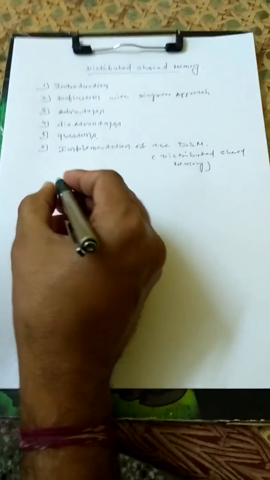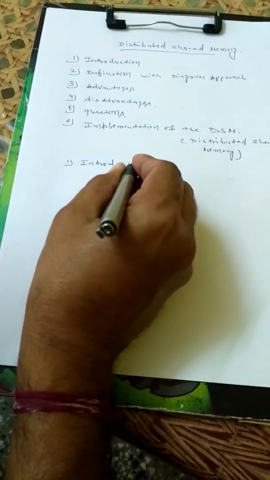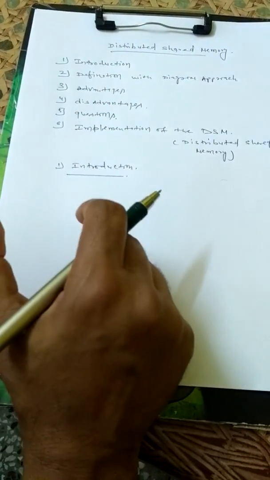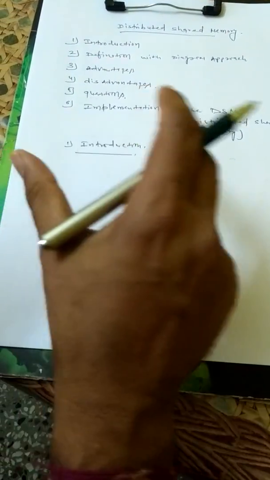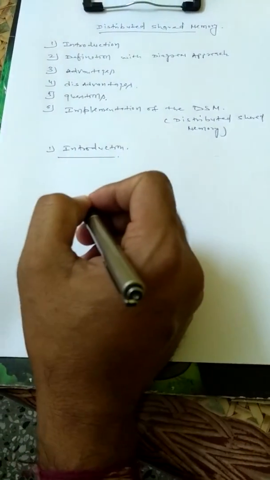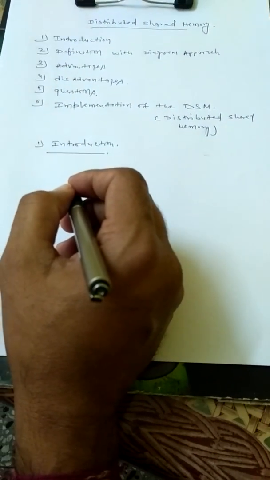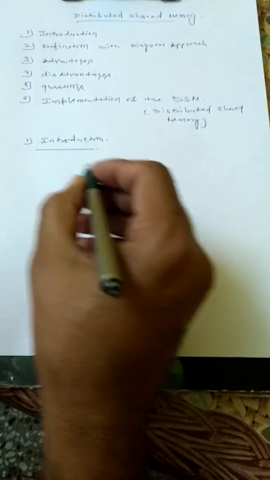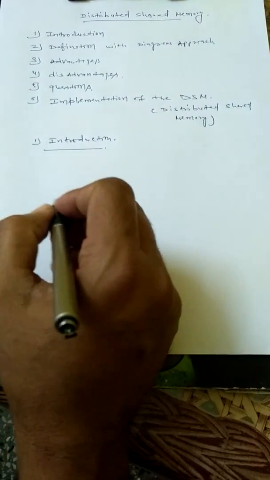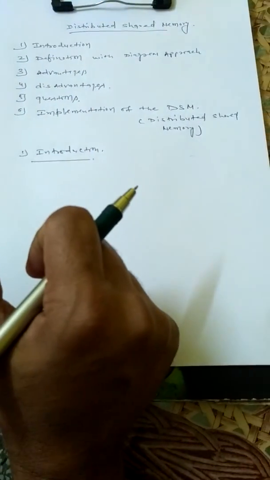Now, what is the introduction part? In the introduction part, distributed shared memory means that a lot of computers are bound to each other, and a lot of computers are connected through a single network, and each computer has its own memory. So to the programmer, the memory appears like a single unit, so it is called the distributed shared memory.